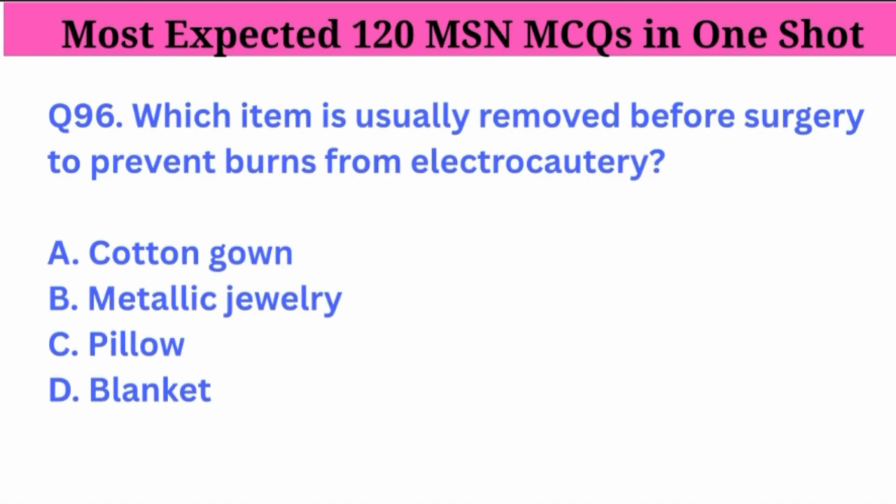Next one. Which item is usually removed before surgery to prevent burns after electrocautery? Your correct answer is option B. Metallic jewelry.